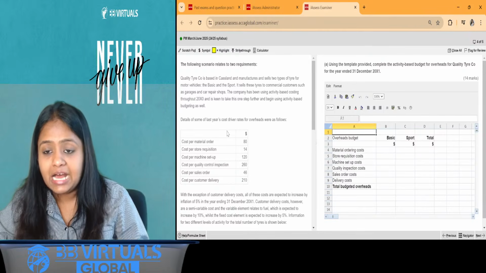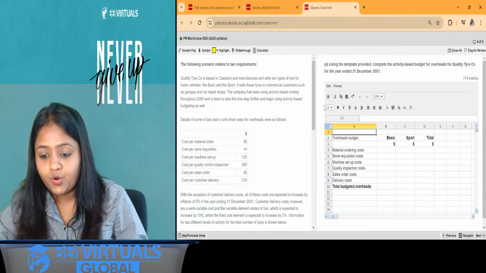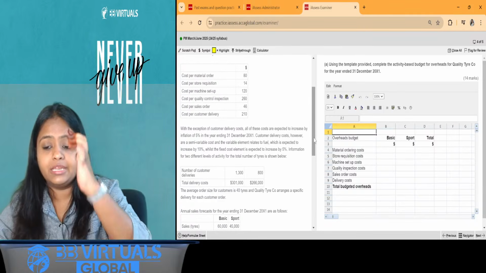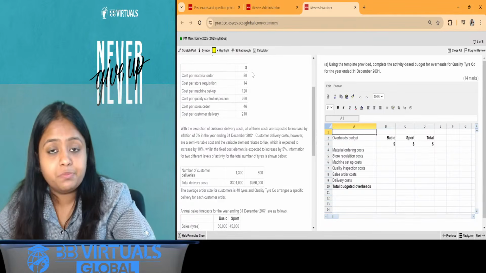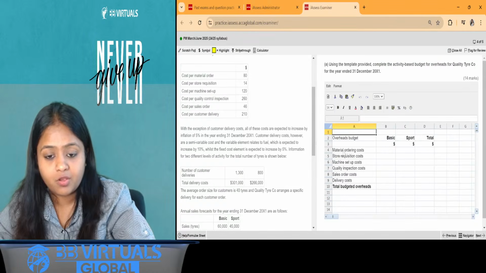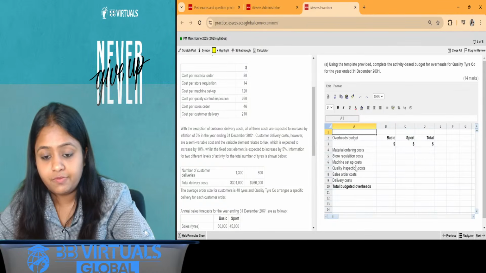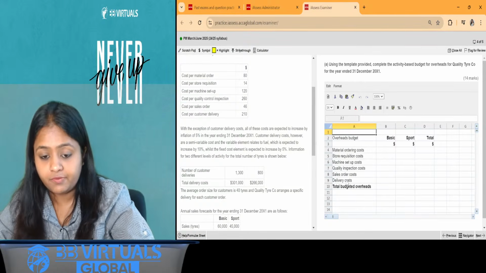Details of some of the last year's cost driver rates for overheads were as follows. So the cost driver rates are already calculated and they are given to you. Cost per material order. So you have material ordering cost, stores requisition, that is given to you. Cost per machine setup, cost per quality control inspection, it is given to you. Cost per sales order is given to you. Cost per customer delivery is given to you.